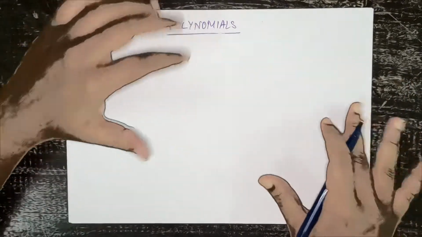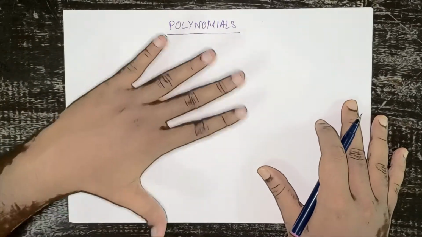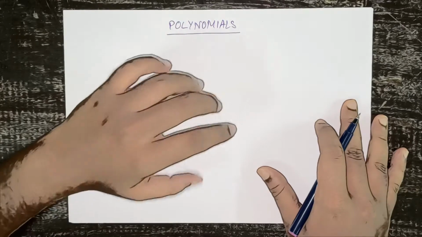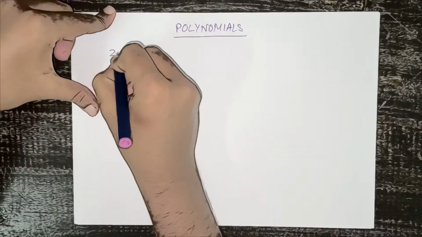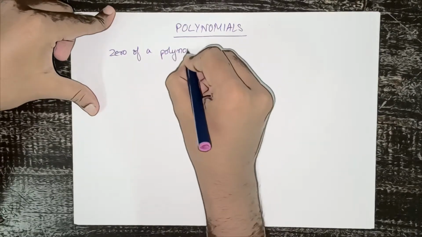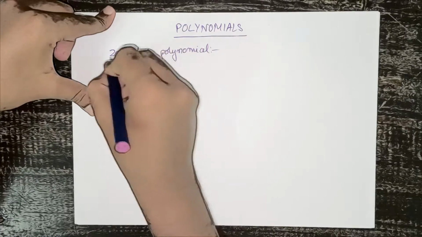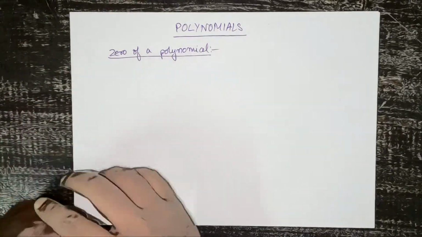So last day we understood what are polynomials, what are coefficients, and all the other basic stuff about polynomials. In this video we are going to look into another aspect of polynomials that we call the zero of a polynomial. Now, what is a zero of a polynomial? Let us take one example so that we can understand it clearly.